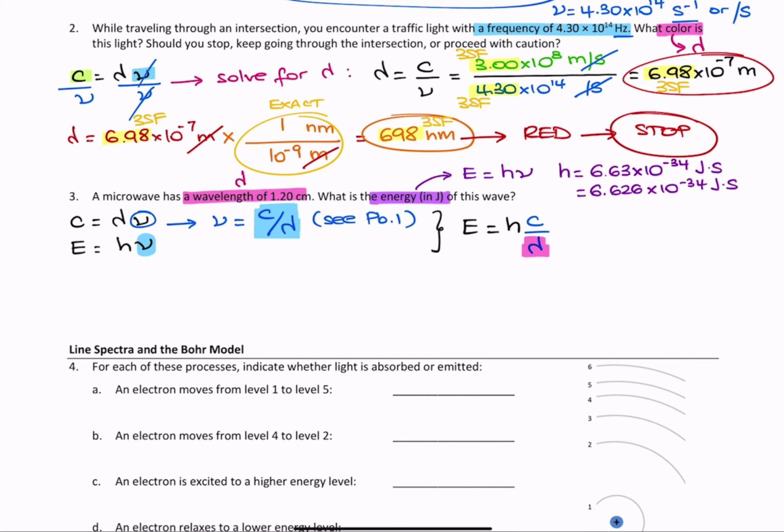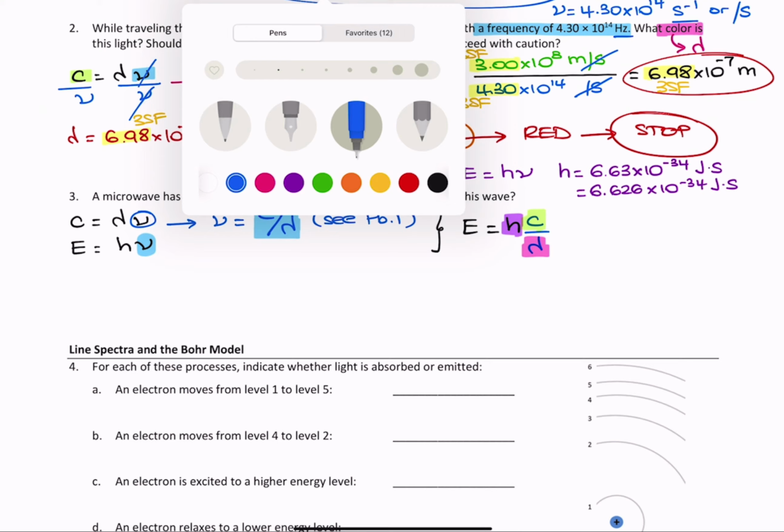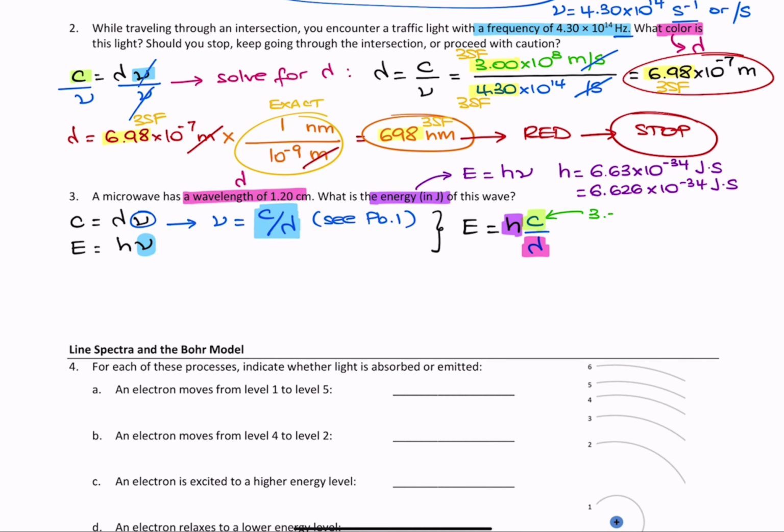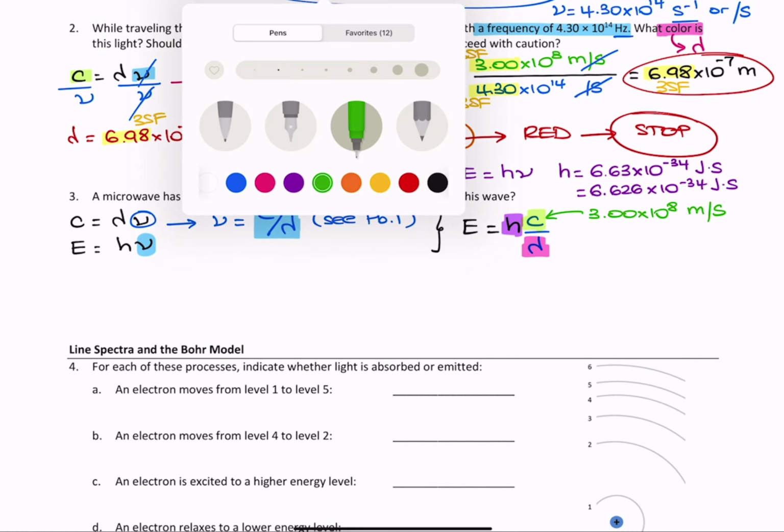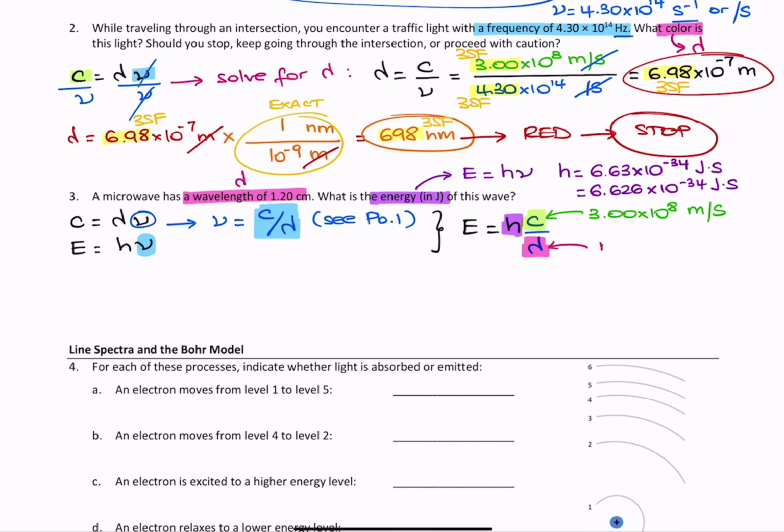We have the value for lambda, we know the value of c, and we have the value of h. Now, remember that the speed of light is given to you as 3.00 times 10 to the 8th meter per second. Therefore, lambda has to be given in meter. We need to convert 1.20 centimeter into meter. So let's do this.